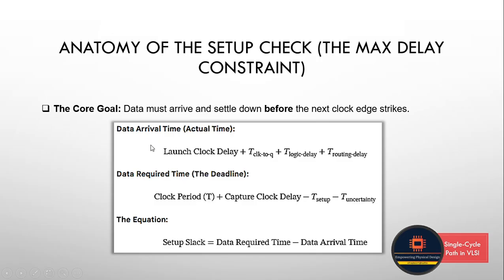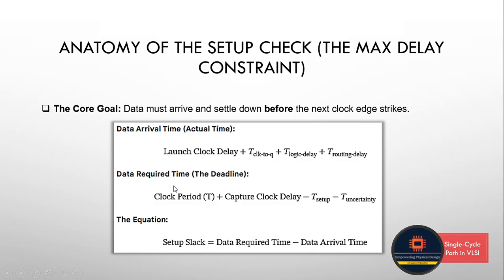Arrival time means the actual time. So how will we calculate the data arrival time? We do launch clock delay plus clock to queue delay plus logic delay, that means the combinational delay, plus the routing delay, that means the wire delay. So routing will also have a delay.